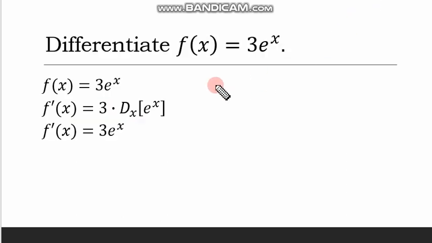Okay, for example number 1, we will differentiate f of x is equal to 3 e raised to x. So the constant here is 3 times the derivative of e raised to x, which is itself. So 3 times e raised to x. This is the final answer.